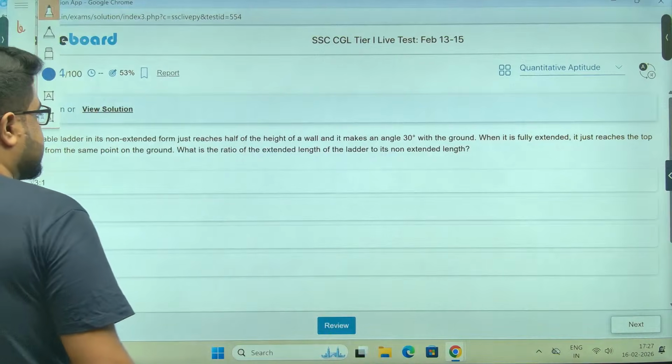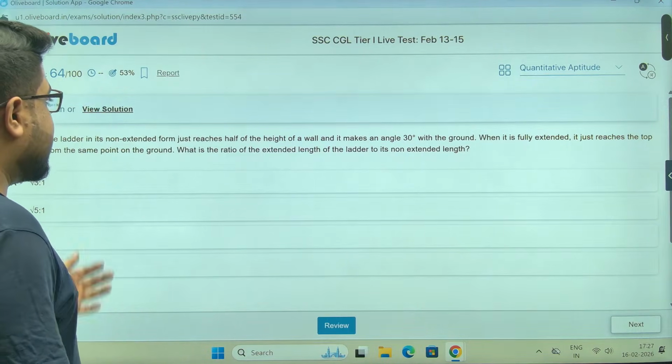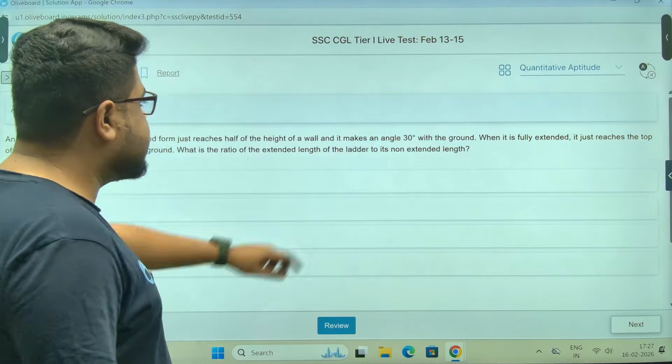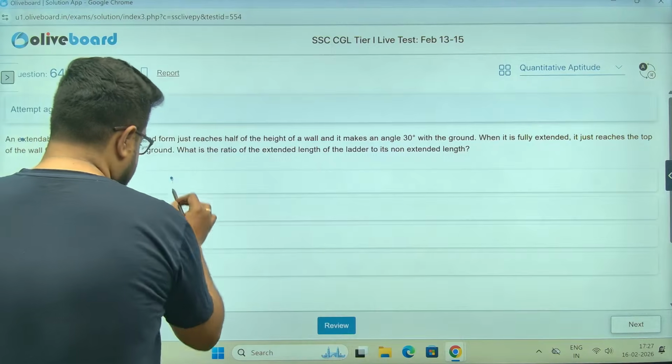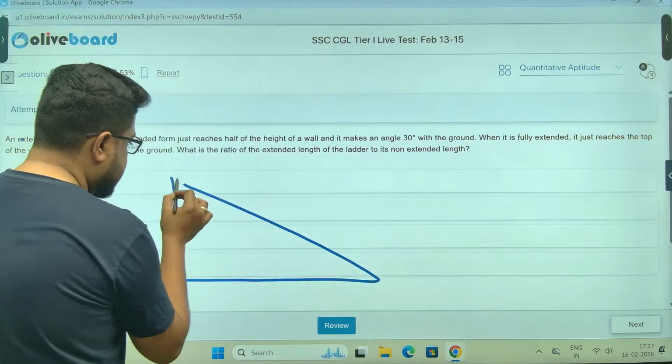Height and distance. Extendable ladder, okay. Half the height of the wall, 30 degree. Fully extended, it just reaches the top of the wall, same point on, acha. Okay, got it, sir. So this is like this.